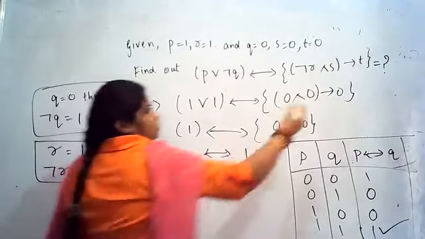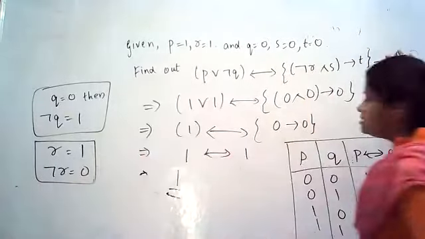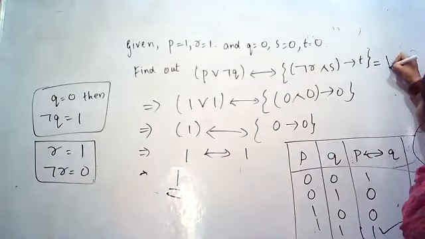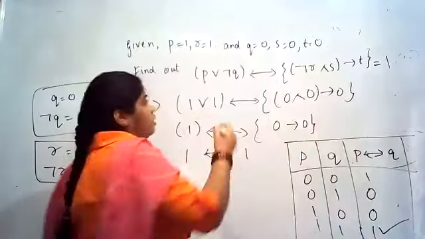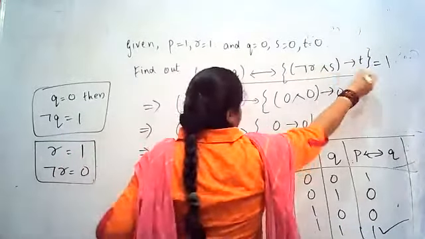So, what is the final result of this? What will be the final result of this? 1. That is the truth table of this problem. The truth value of this problem is nothing but 1.